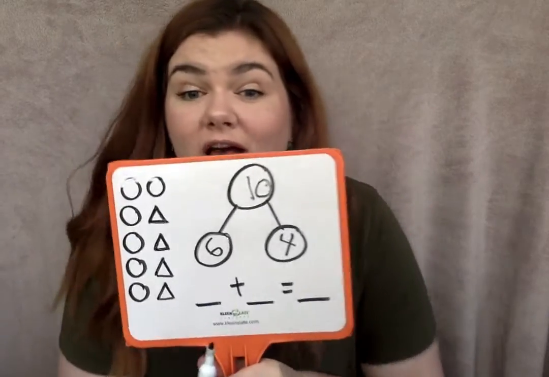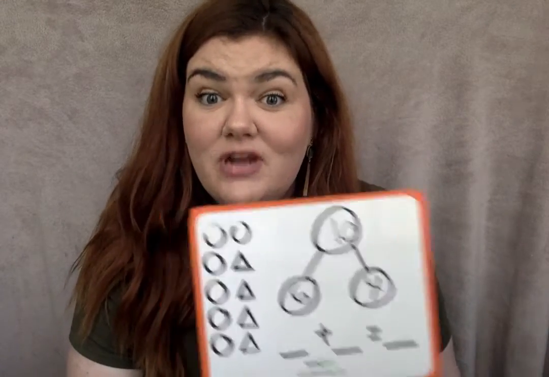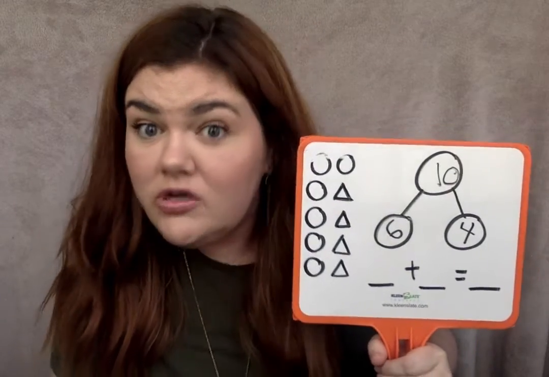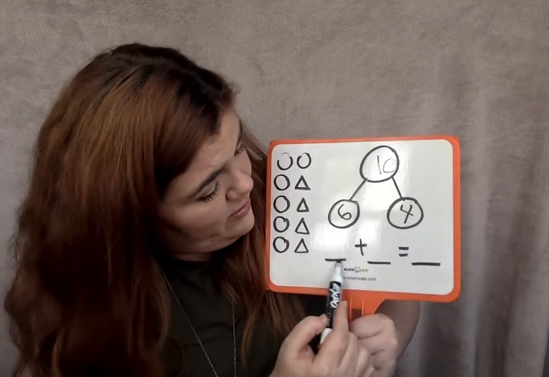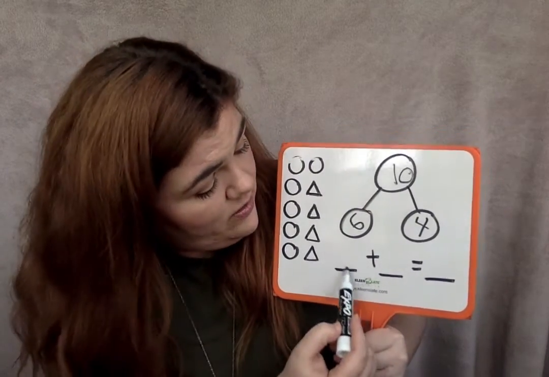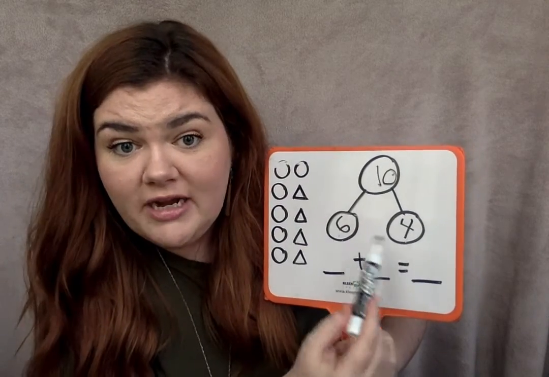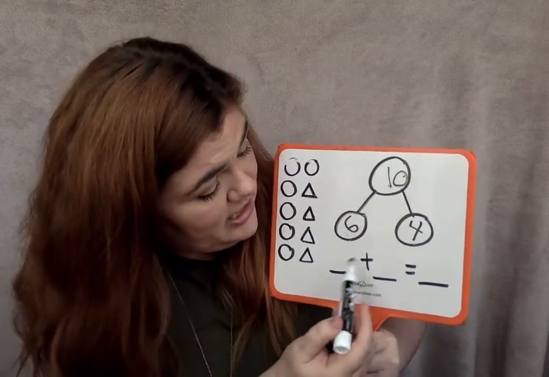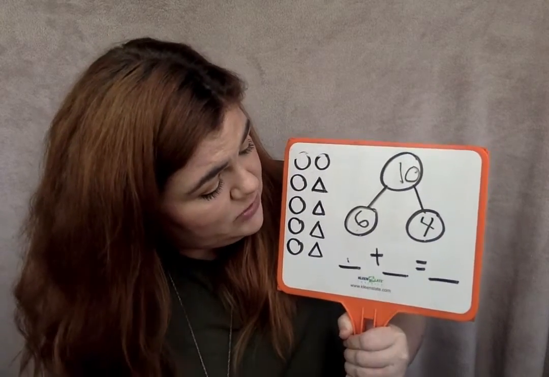Now I need you to fill out your addition sentence, your number sentence. We've done this before. You guys are so good at it. Remember, where the plus sign is, these 2 lines are the two parts. You can put a 6 and a 4 right here, or you can put 4 and 6.